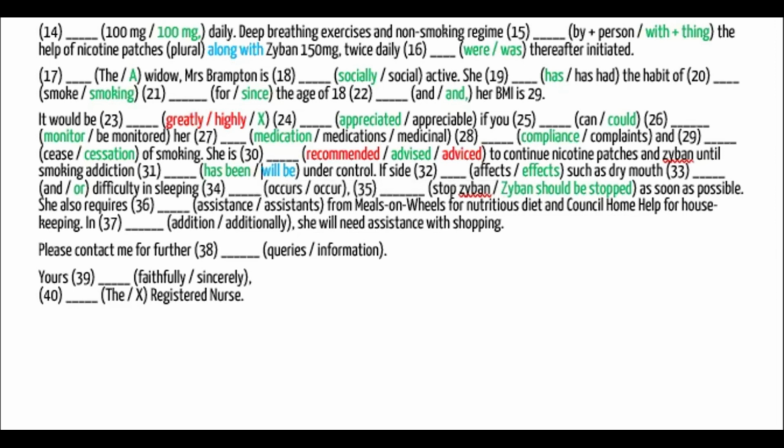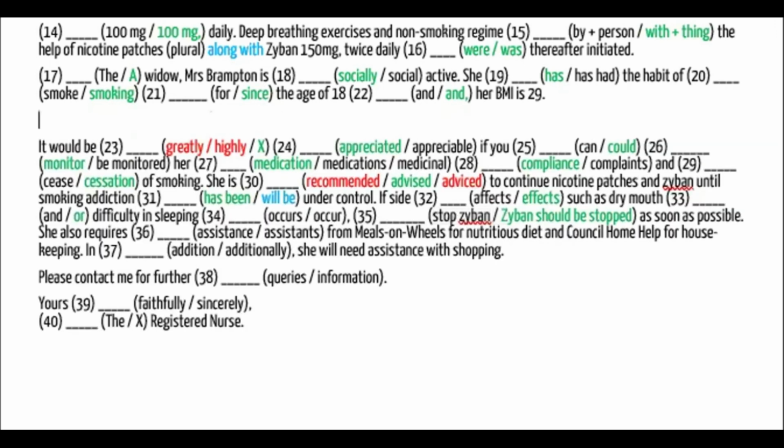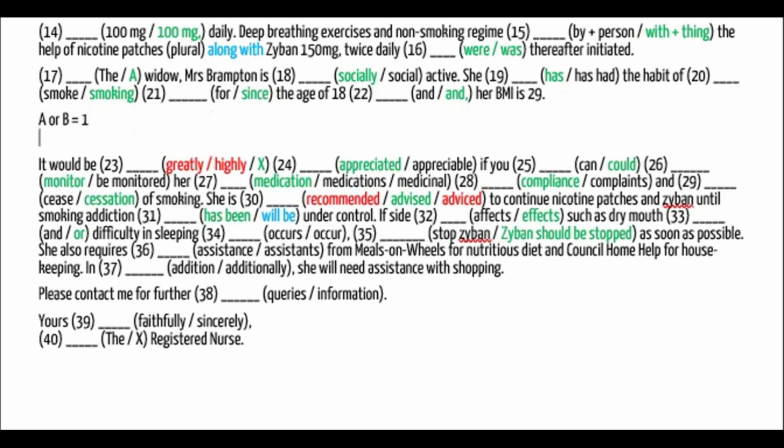Or means whenever you say or, A or B. A or B is equal to what number? 1. A and B. What is the number here? 2. So if it is 1, what do we write? S form. Require. Occurs. Yeah, very good, that's right. Occurs will be the correct word.